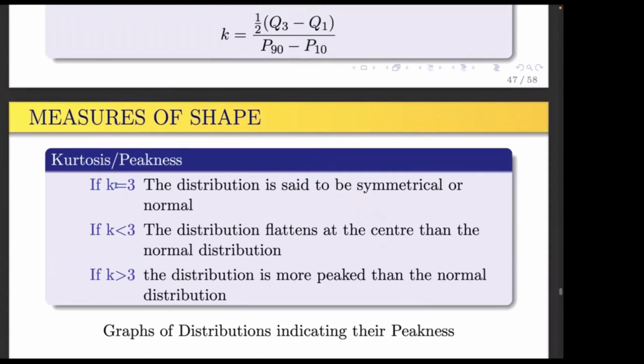If the kurtosis is equal to 3, it is symmetric or normal. If it is less than 3, it is flatter. And if it is greater than 3, it is more peaked.